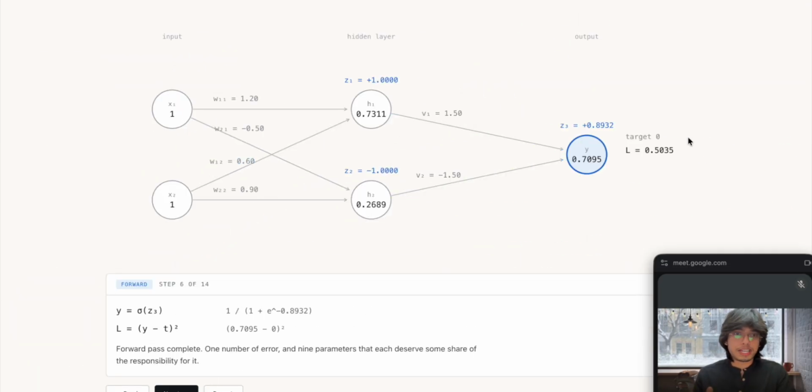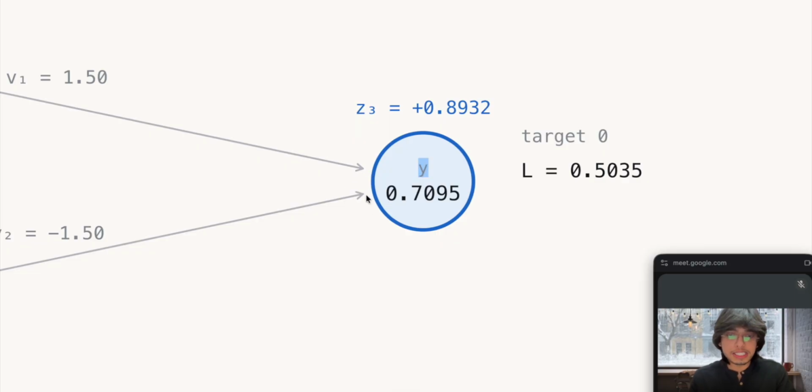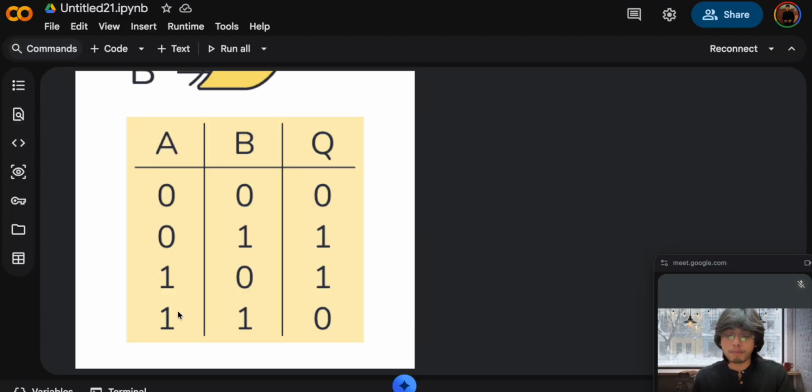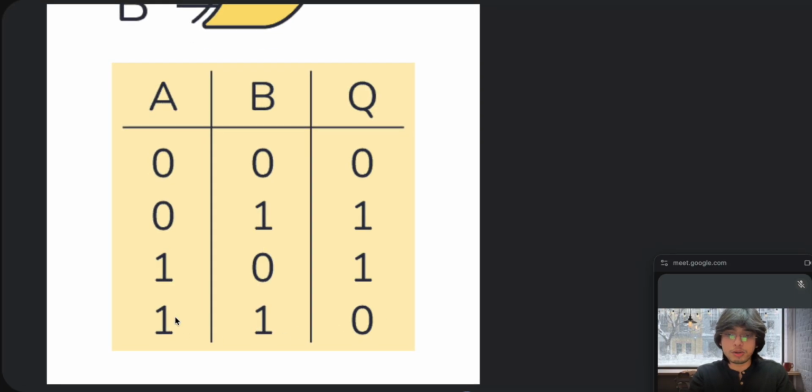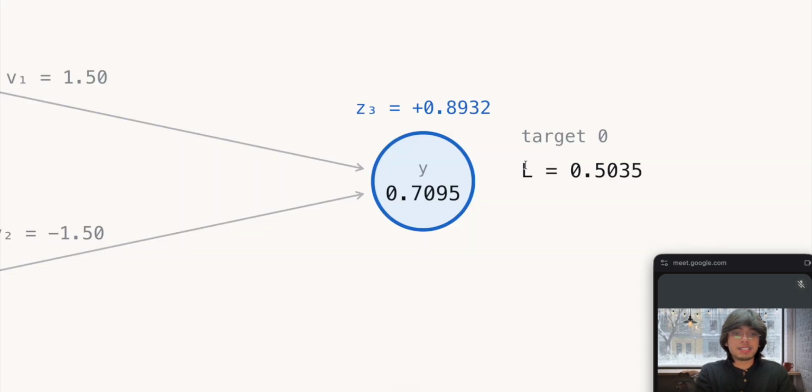So let's go to the next step. As you can see, this is the machine's guess, 0.7. But if you look properly, we have chosen this example, 1 and 1. The correct output was 0, but the machine guessed 0.7. So there is definitely some loss.